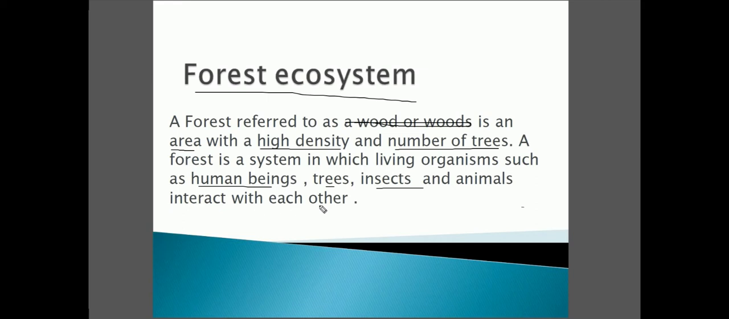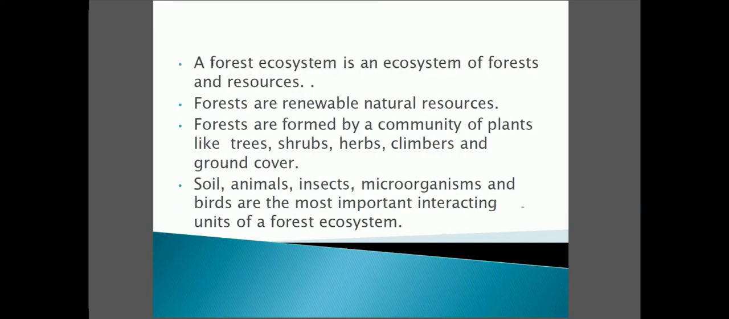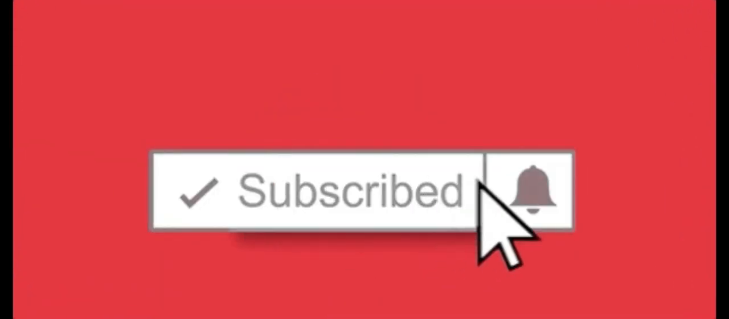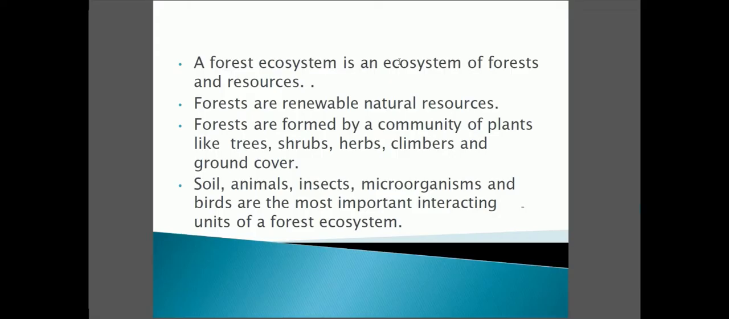So, first of all, you need to define what is the forest ecosystem. A forest ecosystem is a high density area that contains many trees. In that area, human beings interact with the trees. Trees can also interact with insects, animals, and so on. This forest ecosystem is an ecosystem of forest and resources. This ecosystem is specifically the interaction between the forest and other organisms. Other organisms could be human beings, animals, birds, insects, and so on.